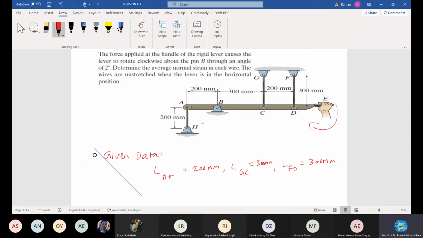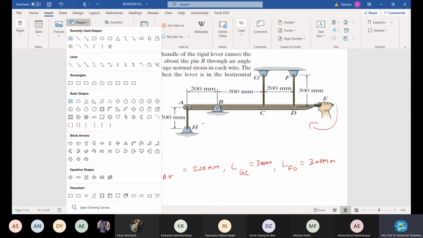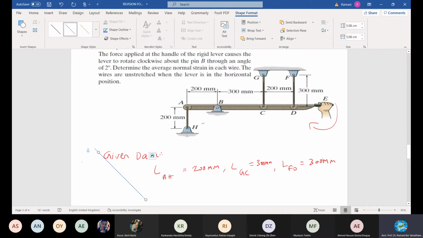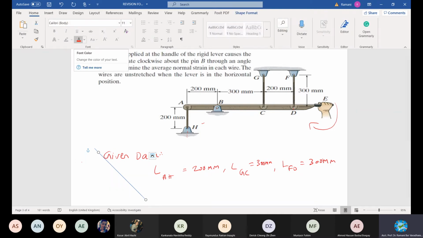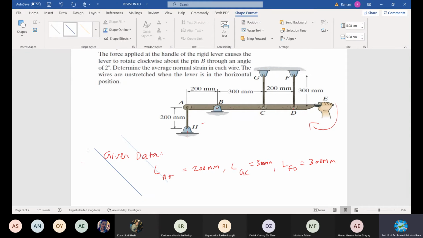AE will change to AE dash, or AD dash, A dash D dash. The line will be like this. It's going to rotate about B. It will change to this, and the line will tend to rotate like this. Okay, it will rotate about B.